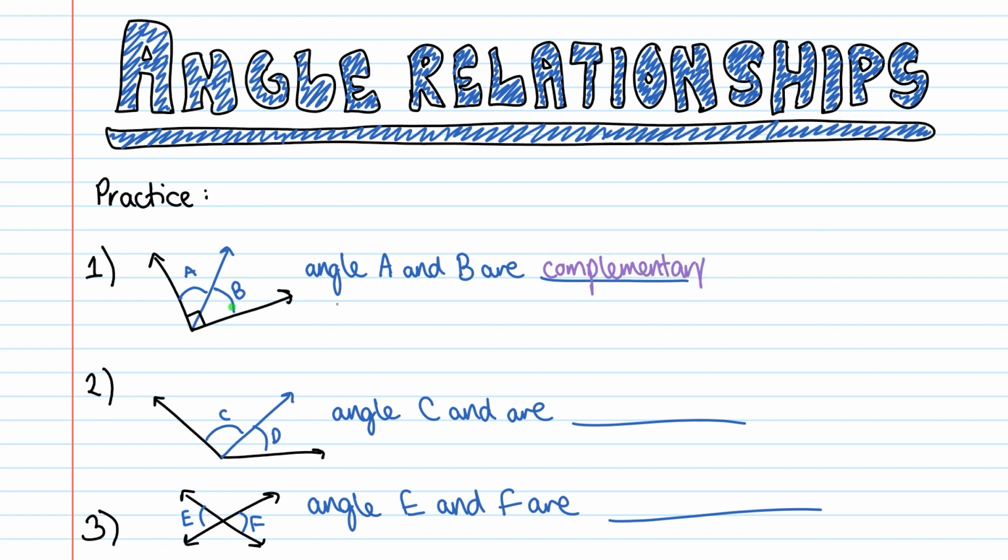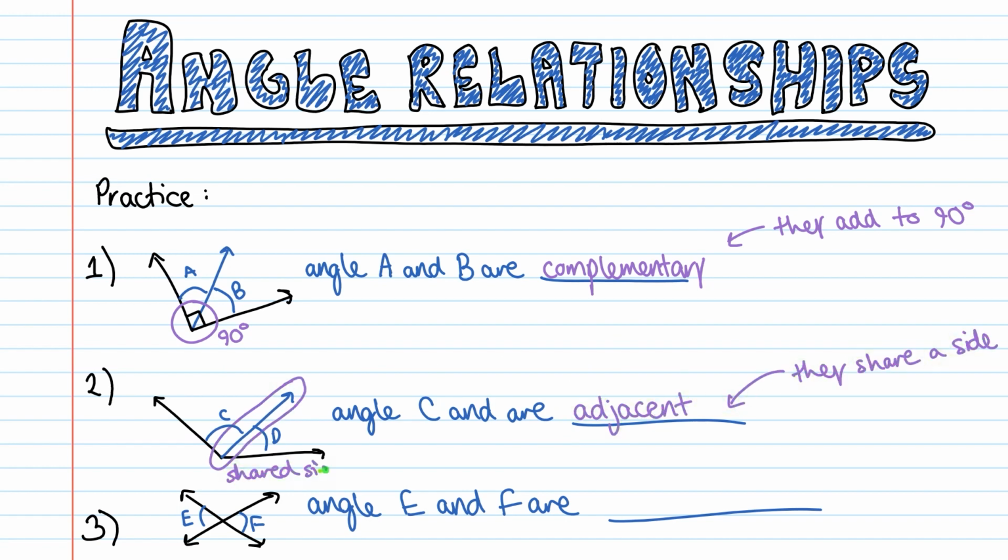So the first ones are complementary angles because we've got that little square in the bottom which indicates that whole angle's 90 degrees. Then for C and D, we've got adjacent angles because they share a side. And E and F are vertical angles because they're opposite and those lines intersect.